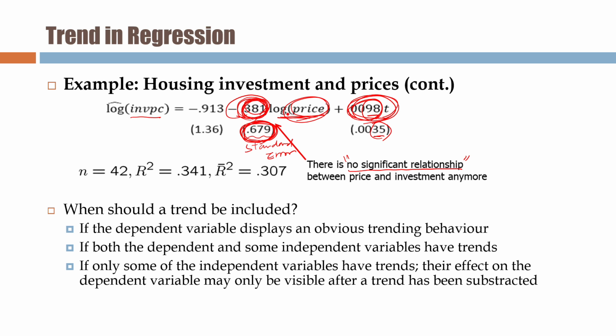So when should we include the trend? You have to find out whether there's obvious trending behavior, moving up or moving down significantly, in your dependent variable or some independent variable. If it clearly has a trend, then you have to add the trend. Of course, this is about time series data.